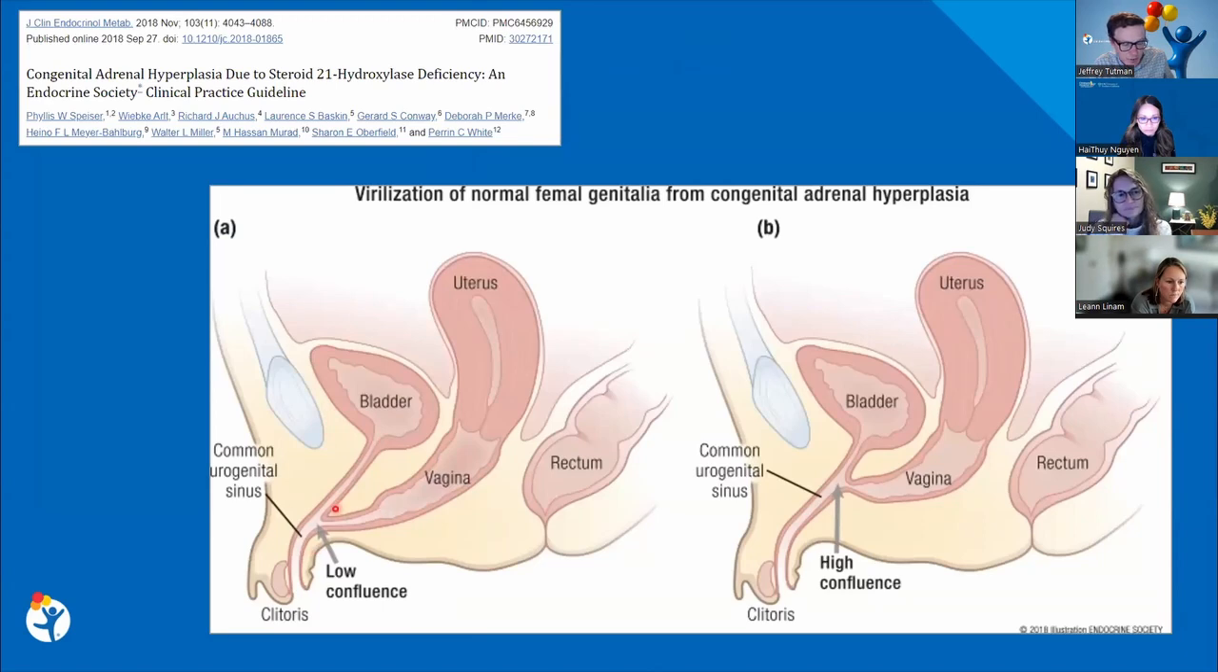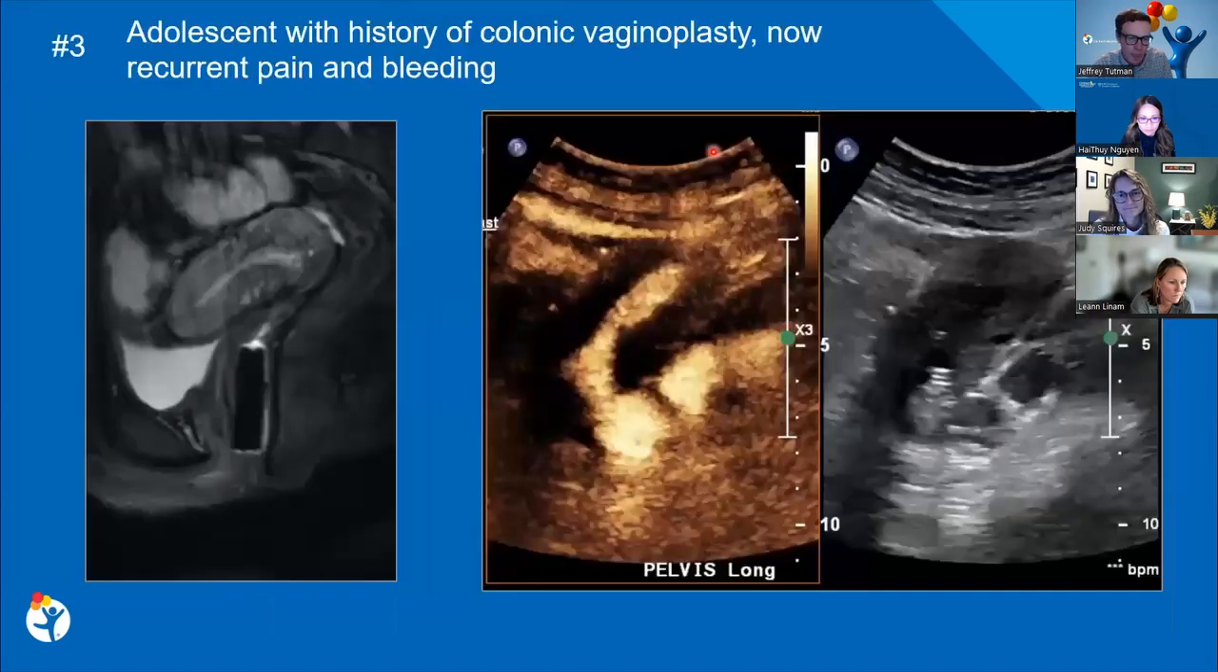The main thing we were trying to define was where the confluence of the vagina is. You can either have a low confluence or a high confluence, and that really changes their surgical management. So this definitely ended up being on the higher side. Again, just a nice example of how nicely that contrast ultrasound showed that.